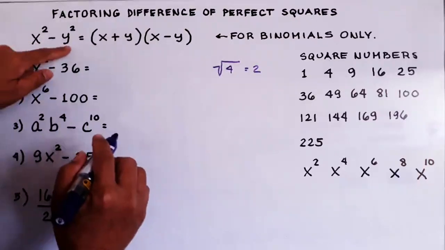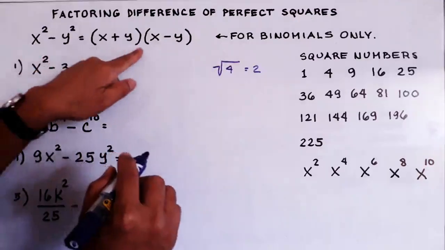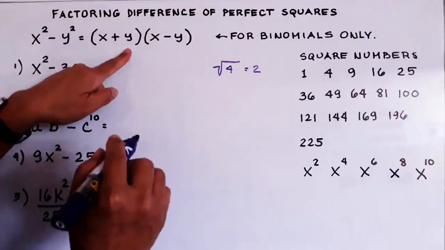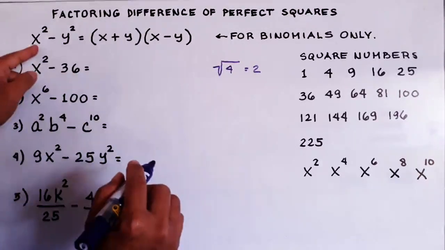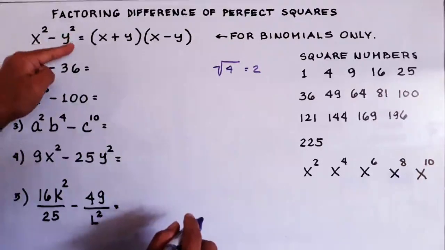Now, we can see here that there is no middle term, because if we multiply these two factors, the middle term will be 0. So you won't see the middle term here. All we can see is the first term and the last term.